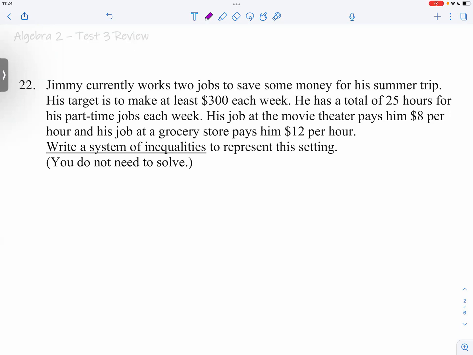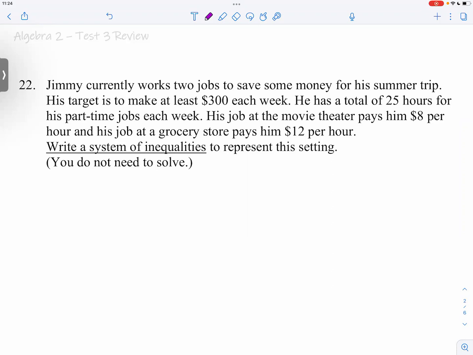So Jimmy currently works 2 jobs, very hardworking, to save some money for his summer trip. Nice. His target is to make at least $300 each week. He has a total of 25 hours for his part-time jobs each week. His job at the movie theater pays him $8 per hour, and his job at a grocery store pays him $12 per hour. Write a system of inequalities to represent this setting.